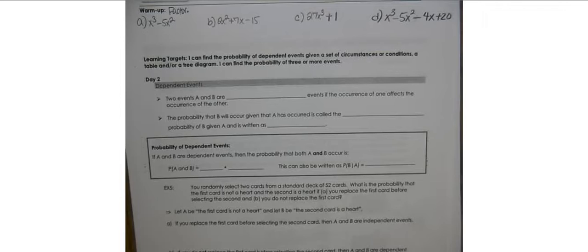The first expression is x cubed minus 5x squared. The second one is 2x squared plus 7x minus 15. The third one is 27x cubed plus 1. And the fourth one is x cubed minus 5x squared minus 4x plus 20.